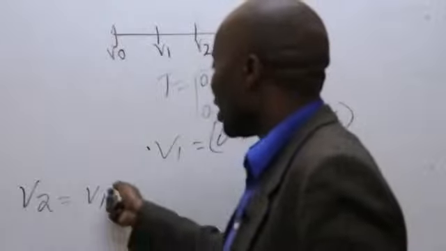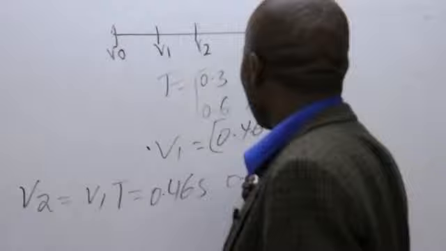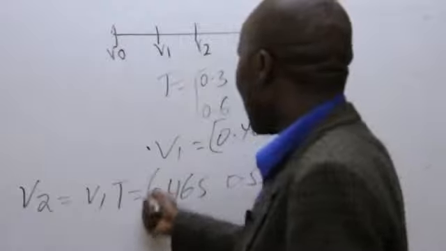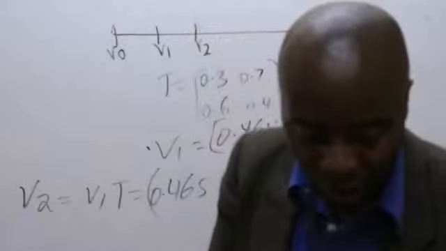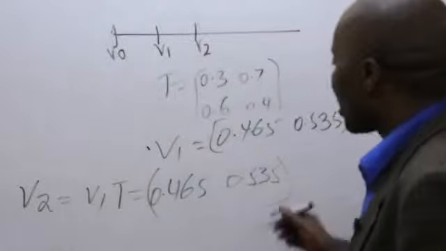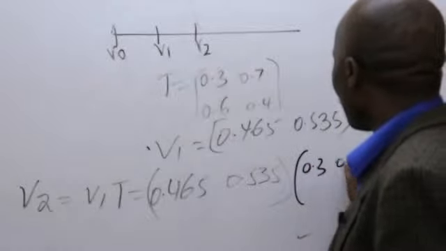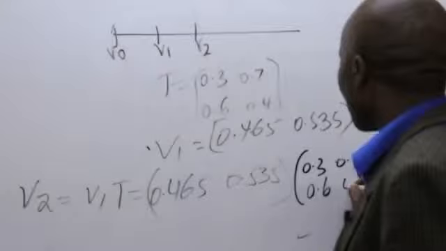So times T like that. Vector 1 is 0.465, 0.535 multiplied by our T matrix. How will this T matrix look like? We have our T matrix, ladies and gentlemen, which is 0.3, 0.7, 0.6, 0.4.